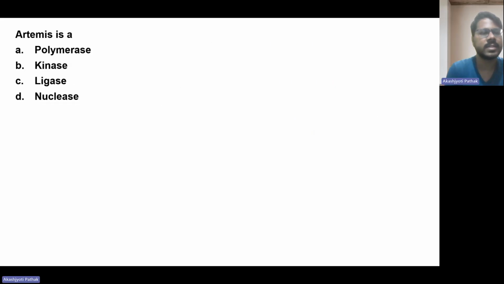So now answer this question. Artemis is a... option A is polymerase, option B is kinase, option C is ligase, and option D is nuclease. So just now we discussed Artemis. Artemis is the enzyme which is recruited by the KU70 KU80 heterodimer.